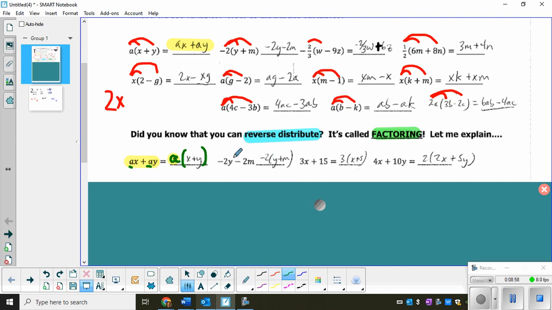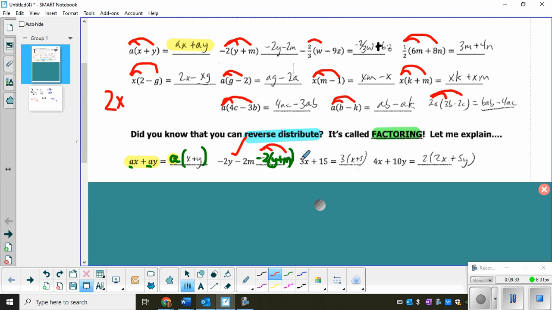So when we see the negative 2y and the negative 2m, what do both of these things have in common? It's the negative 2. So that gets factored out. And then now just ask yourself, if you were distributing, what would you have to multiply a negative 2 by to get negative 2y? Okay, so y. And then what would you have to multiply negative 2 by to get negative 2m? And that would just be an m. So we're going to put plus m there. Now you can always check your work by actually just distributing again and seeing if you get that. And if you do, you know you're good to go.